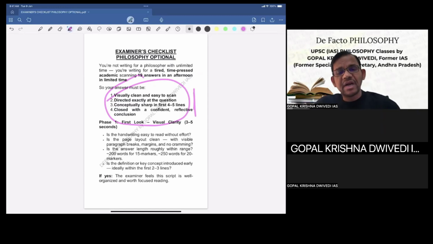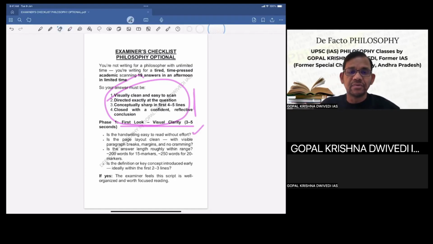Now, I will try to explain these 4 points in a little detail so that you can understand. See, phase one, any examiner will spend 3 to 5 seconds on this first look, that is visual clarity. And what he will like to see: is the handwriting easy to read without effort? If it is not, then he may not read it at all. Is the page layout clean with visible paragraph breaks, margins, and no cramming? Again, this is a very important point.